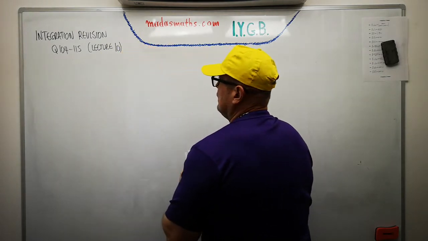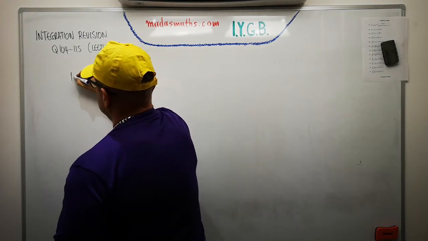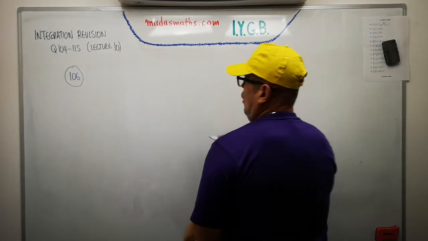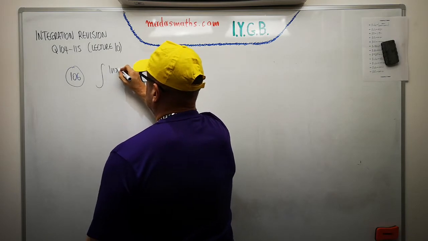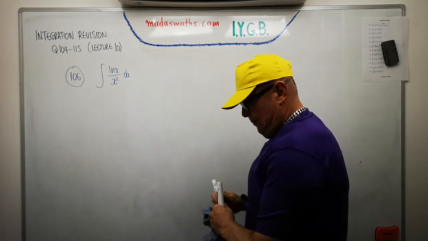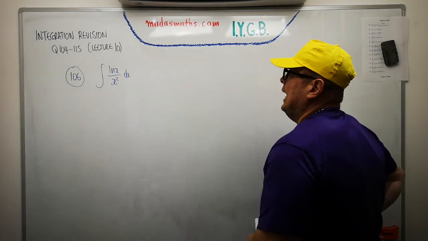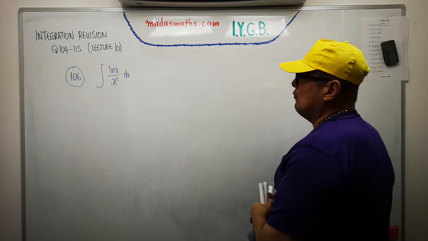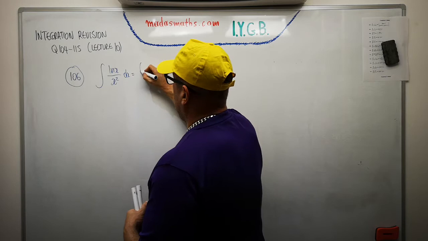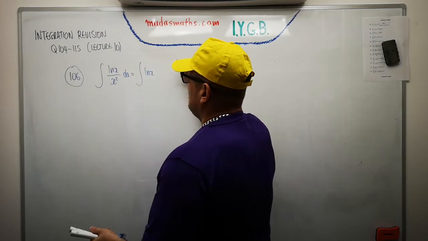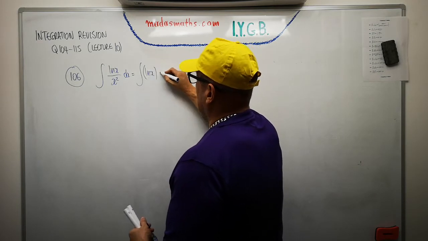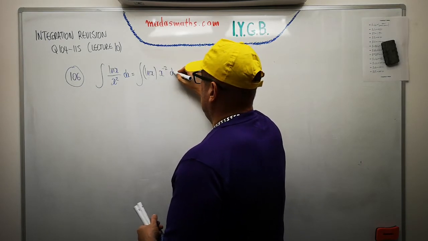Is 106 hard? The answer is no. It's a standard technique. Let's see if you recognize it. So 106 is the integral of log x over x squared dx. Okay, how do we integrate that? This is integration by parts. We normally see products in integration by parts, but we can think of that as the log of x times, if you want, 1 over x squared, or probably better, as x to the minus 2 for us.